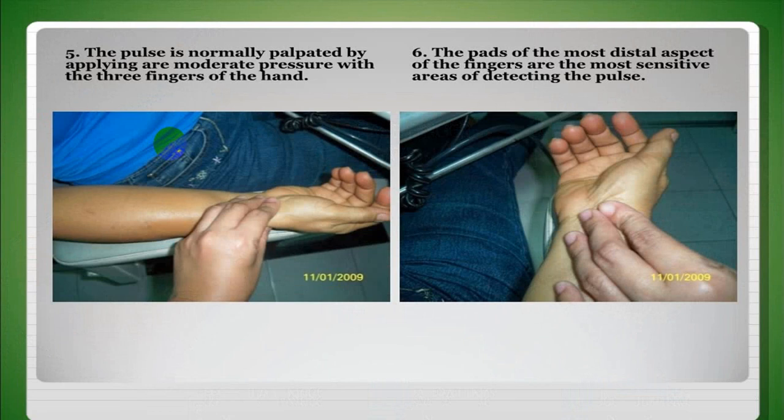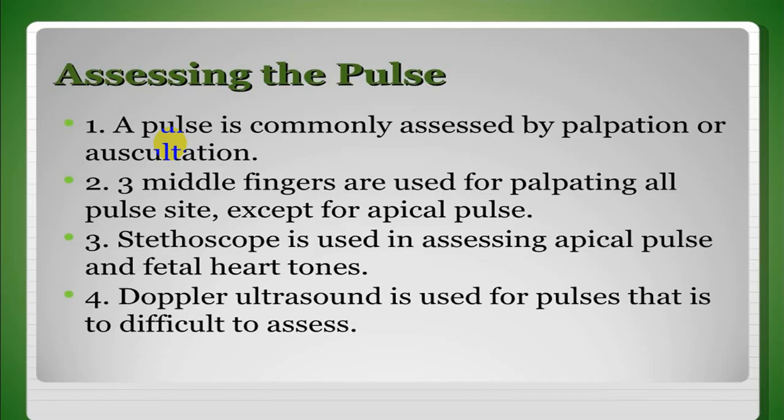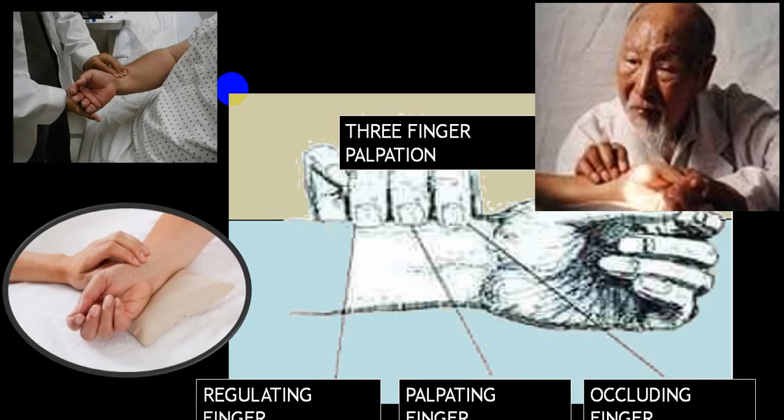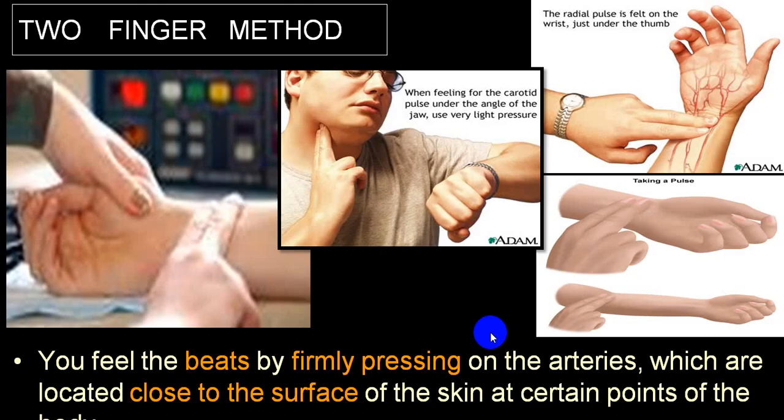By and large, when you use this particular technique, you are going to use the three fingers. The finger which is distal most will be the occluding finger, the proximal finger will be the regulating finger, and the middle finger will be the palpating finger. With this, you adjust the blood flow so that you palpate the best volume, and with this you occlude the distal part of the artery so that you can feel maximum with the middle finger. This is called the three finger method.